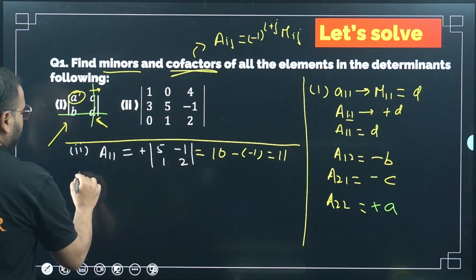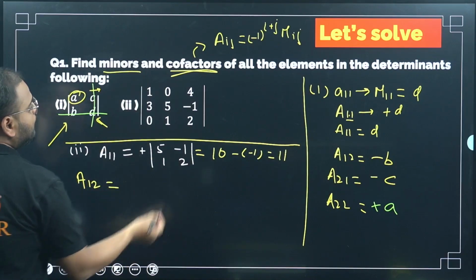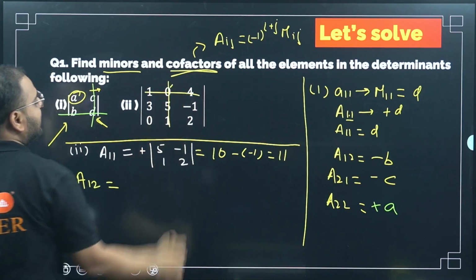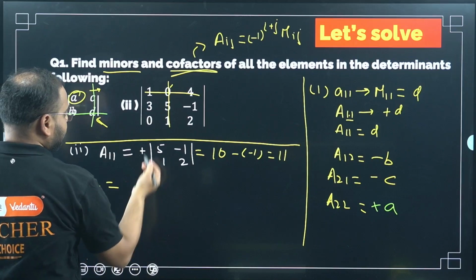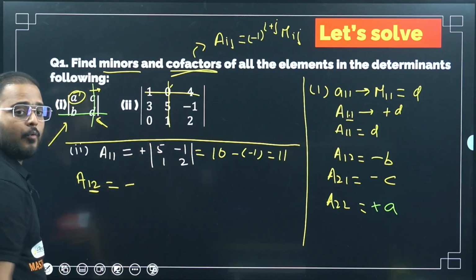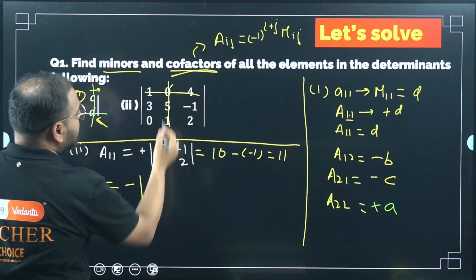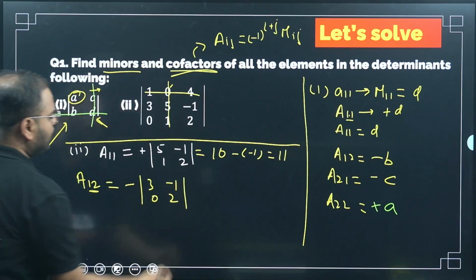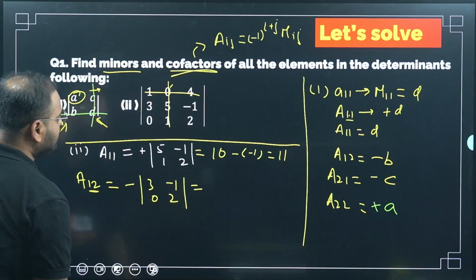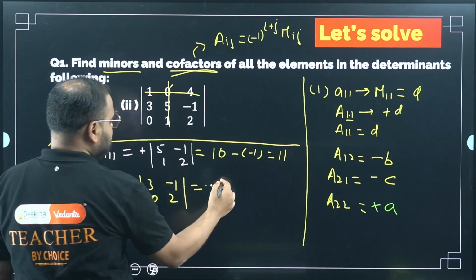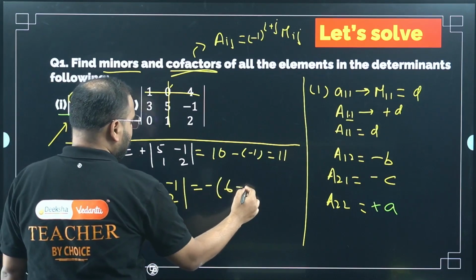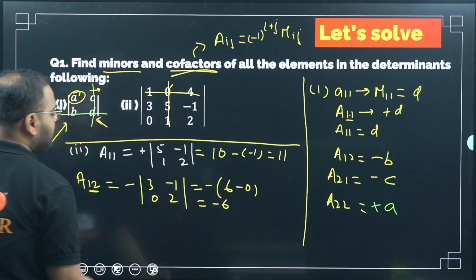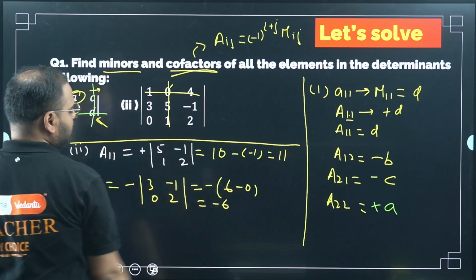What about A12? For A12, I will consider this and this. So A12 is across the element A12, and this will be a negative sign because 1 plus 2 is odd. The matrix will be 3 minus 1, 0, 2. How will this look like? 3 2s are 6 and this will be simply 0, because 0 times minus 1 is 0. What is the answer? Minus 6.